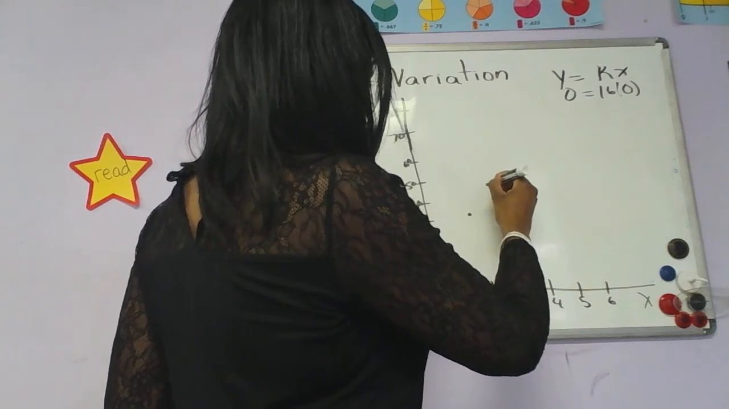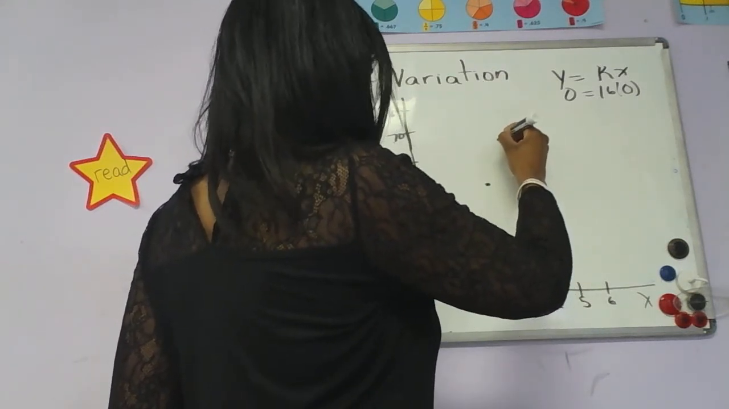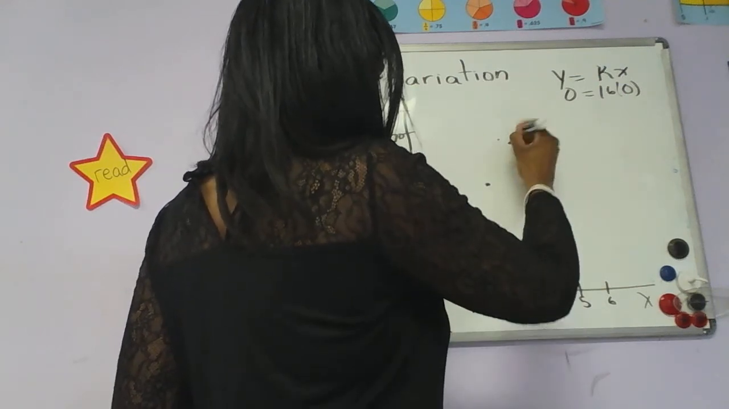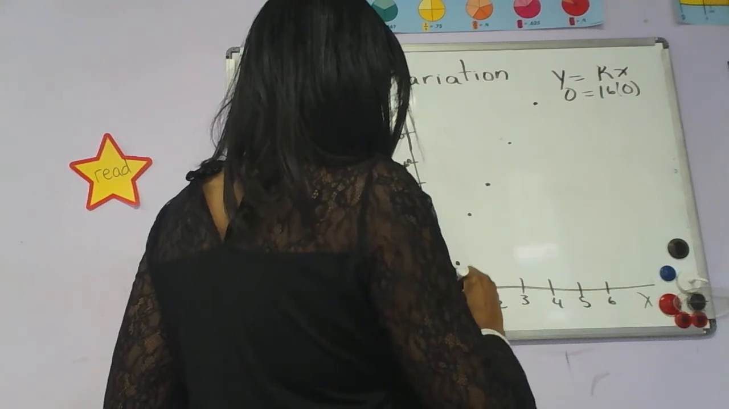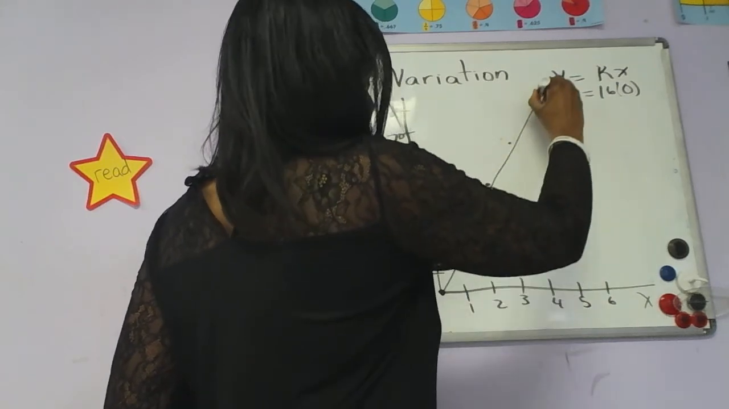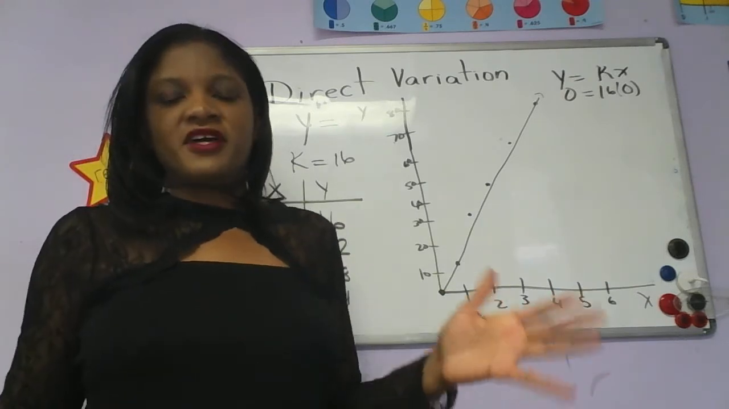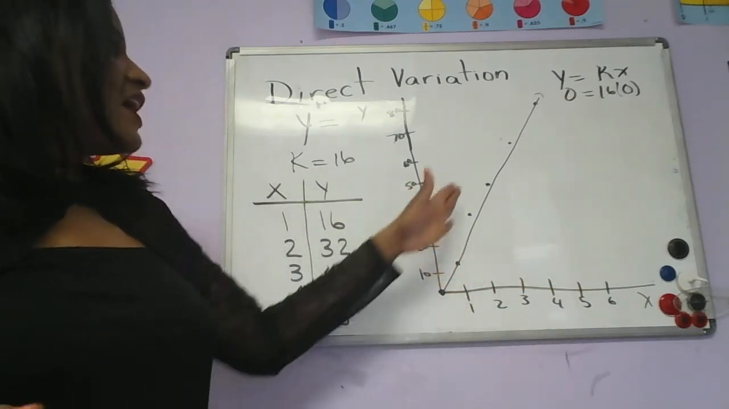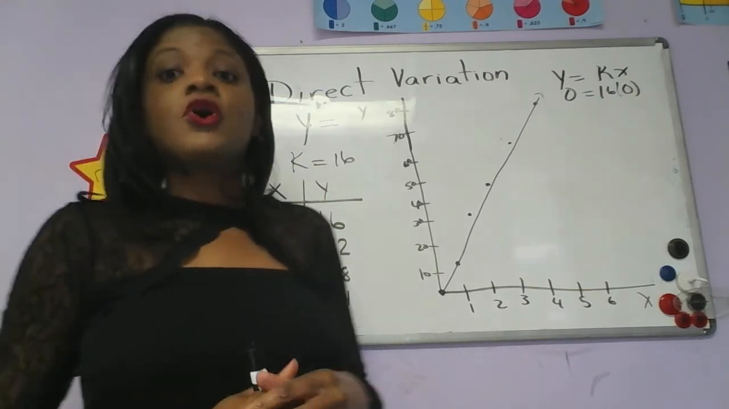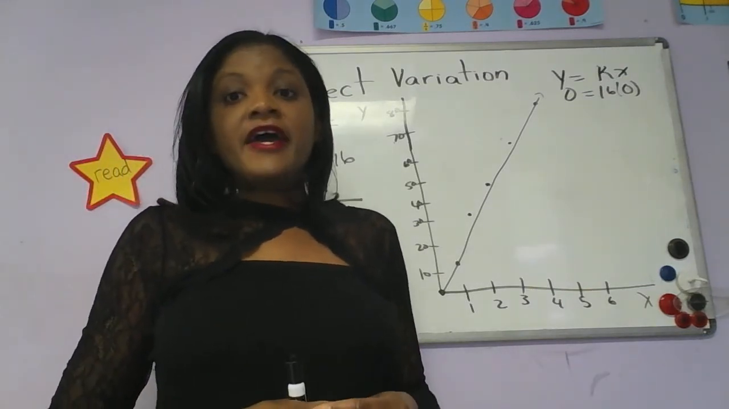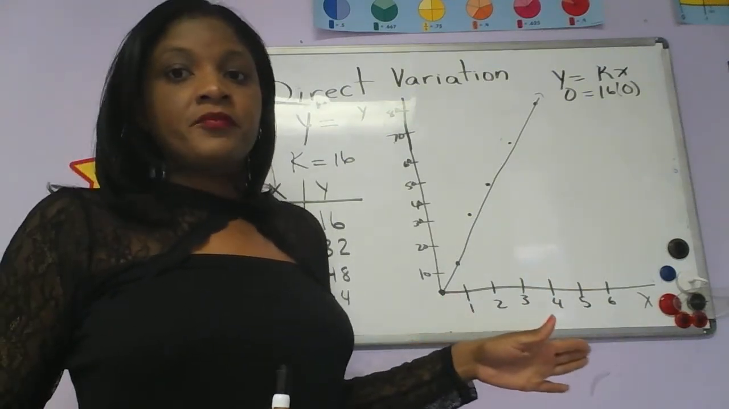3 is 48. 4 is 64, about right here. And 5 is 80. So notice that it's not quite straight, but again, like I said, on grid paper it would be more straight. You would have everything lined up. But this is what the direct variation shows you. So if something is proportional, it will create a straight line. It will go through that point 0, 0.